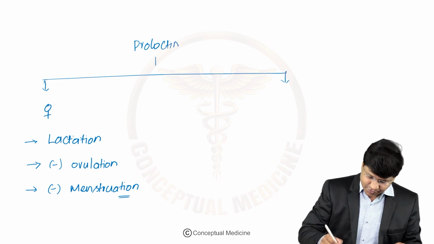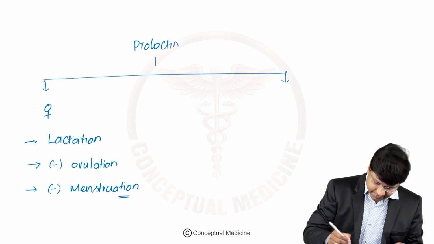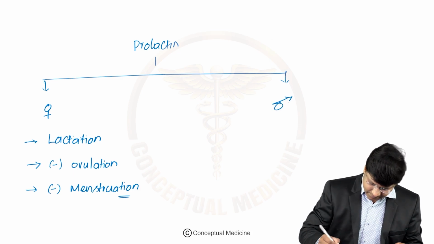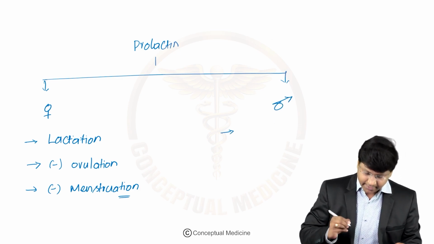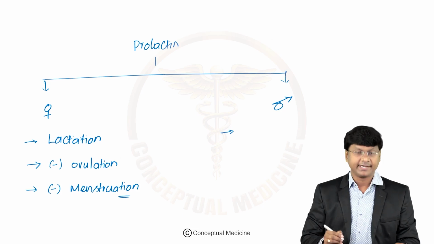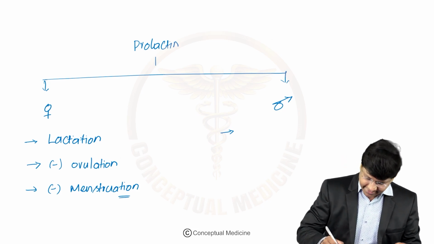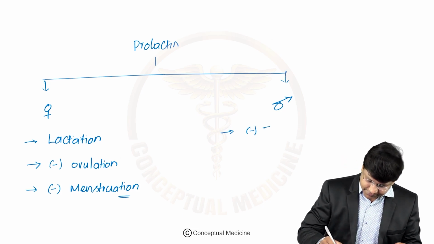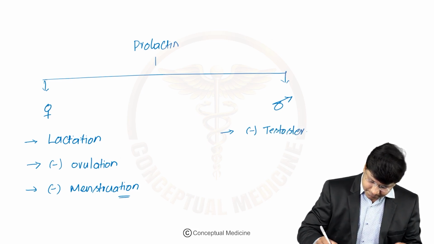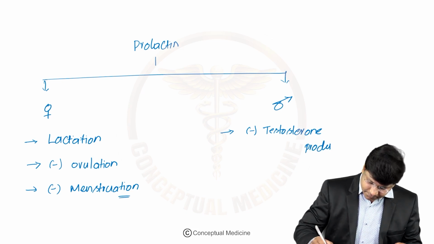Whereas if you take the physiological actions of prolactin in males, it will inhibit the testosterone production, and the prolactin will also inhibit spermatogenesis.